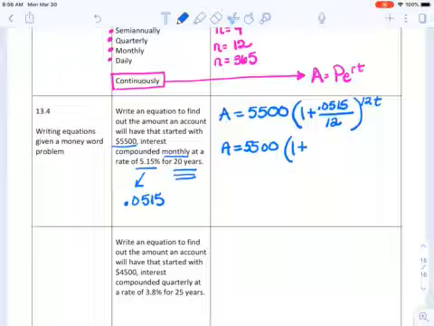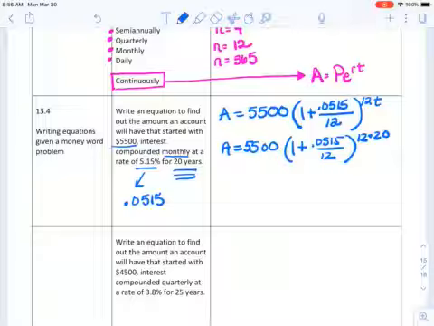And to solve it, and again, if I plug this into my graphing calculator all together, I can just type it in like that. If I were doing it separately, I'd probably go 0.0515 divided by 12, add 1 to it, put that to the power of 12 times 20, and then multiply my answer by 5,500.